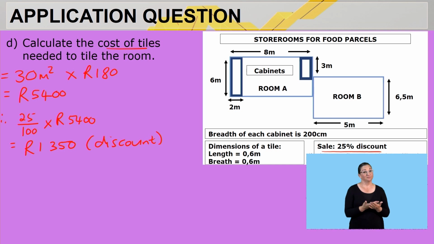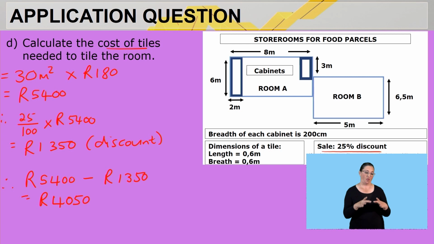Okay, so what is the actual cost that we'll pay? I take the original price, 5,400, minus the discount of 1,350. So take the 5,400 minus the 1,350. I will end up paying 4,050 Rand for these tiles.